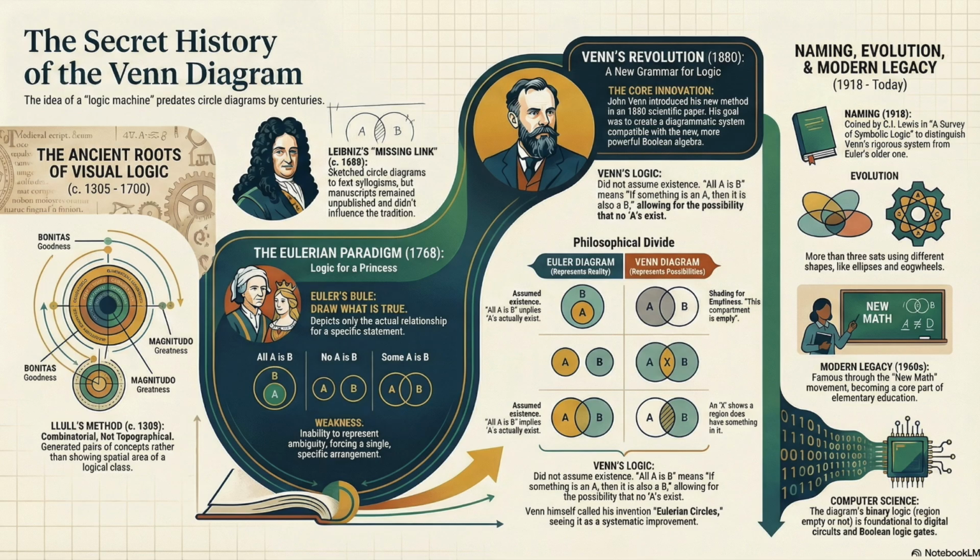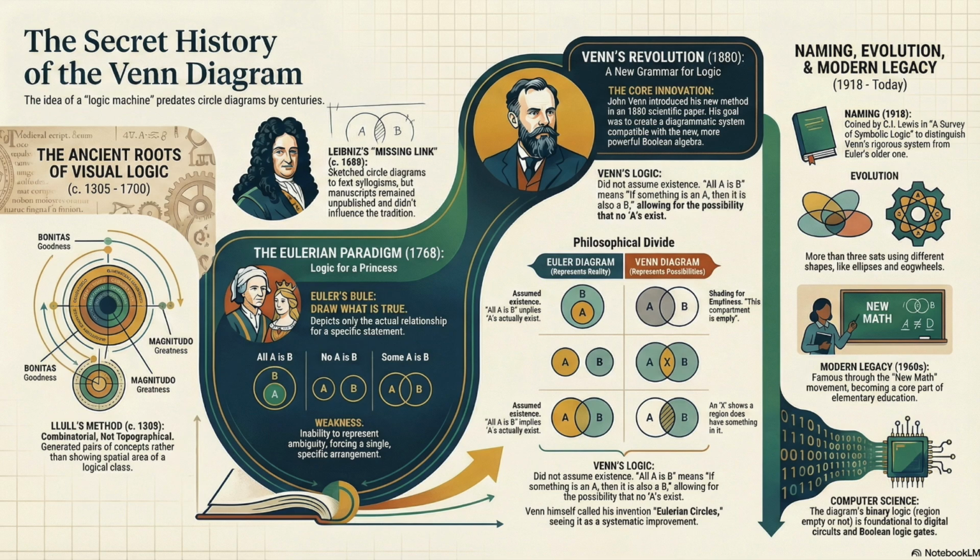which operate by eliminating possibilities, by setting compartments to zero. Now, if the shift from Euler to Venn seems like just a technical fix, the underlying driver was actually a profound philosophical pivot. And that pivot is all about existential import. This single concept explains why the diagrams look so radically different even when they're representing the same idea.